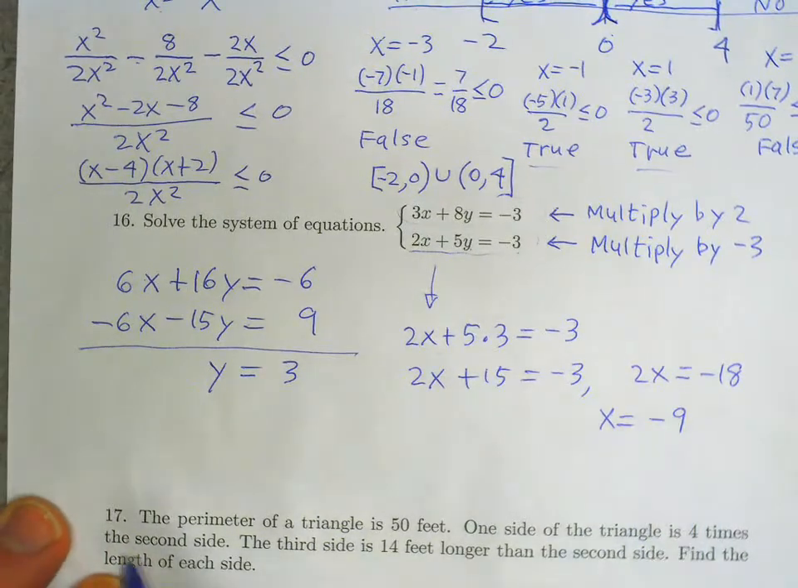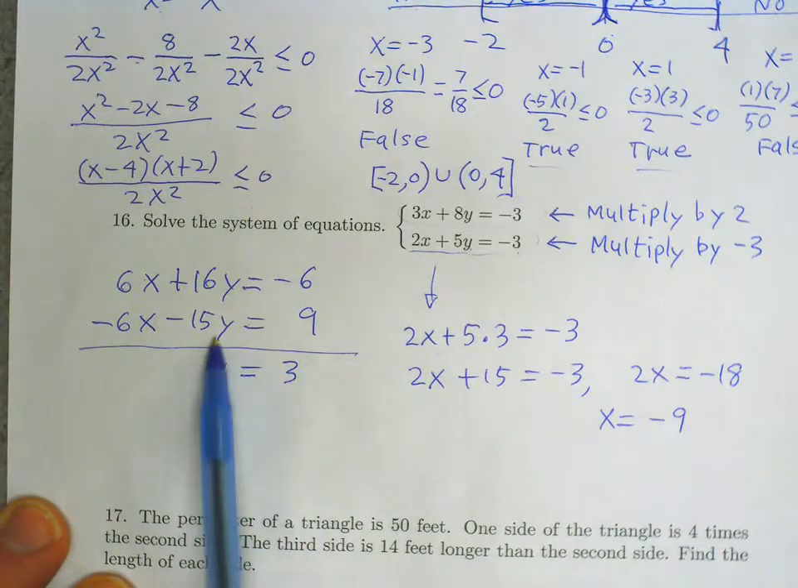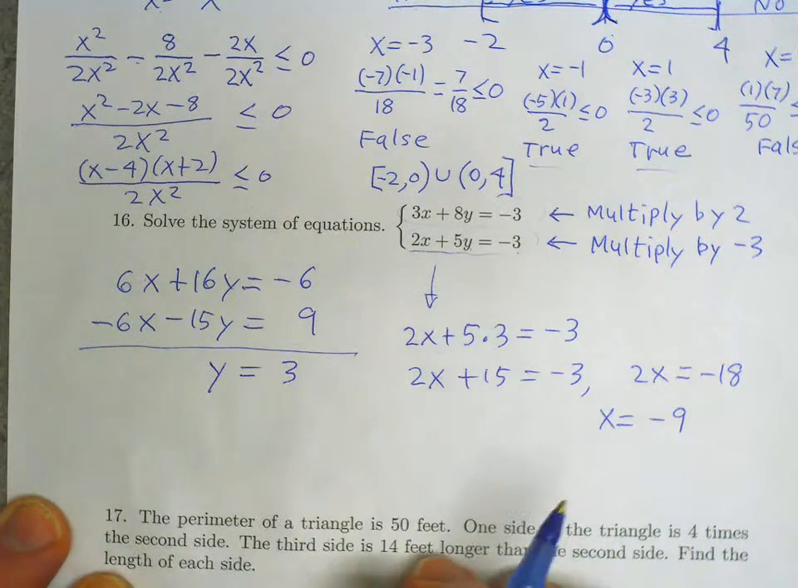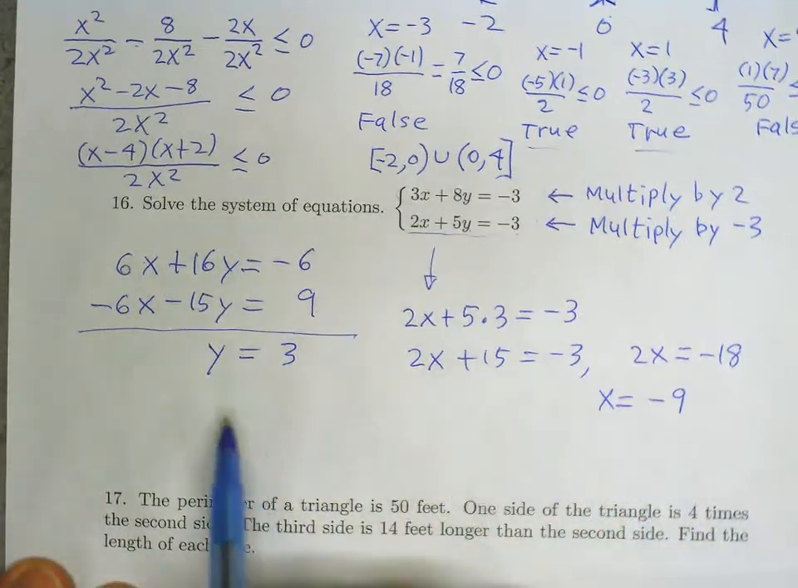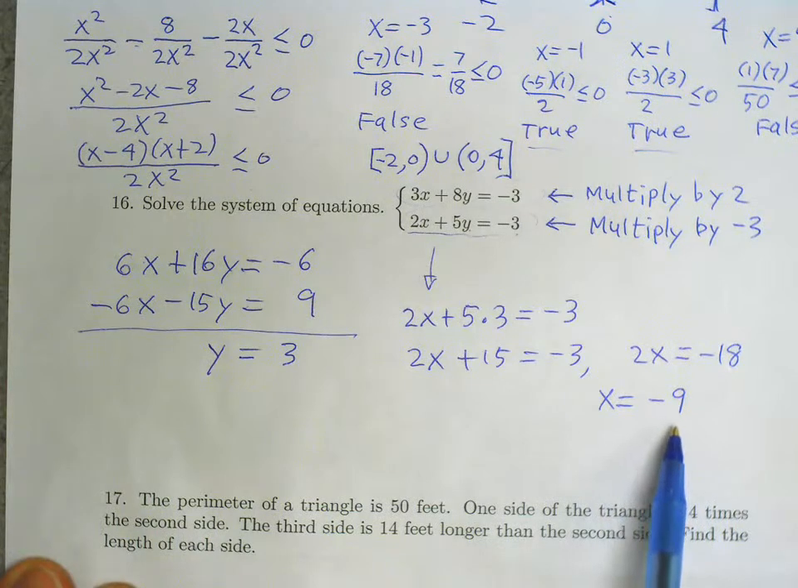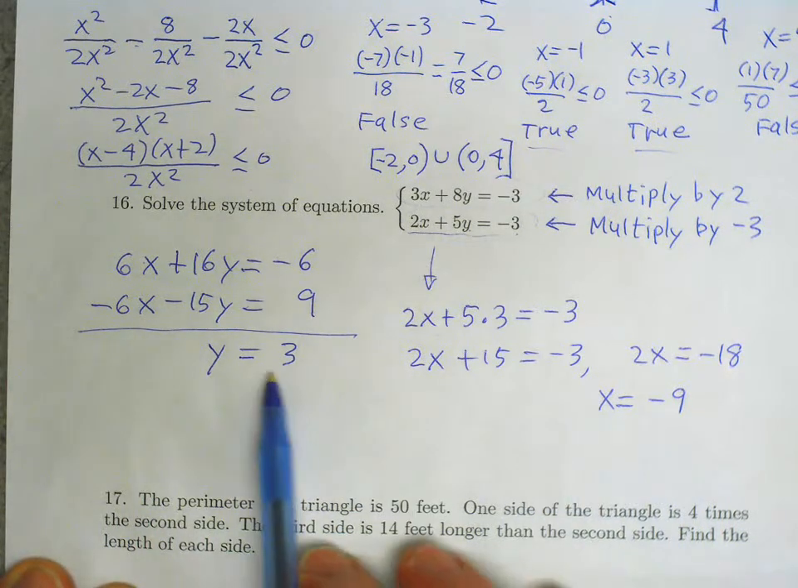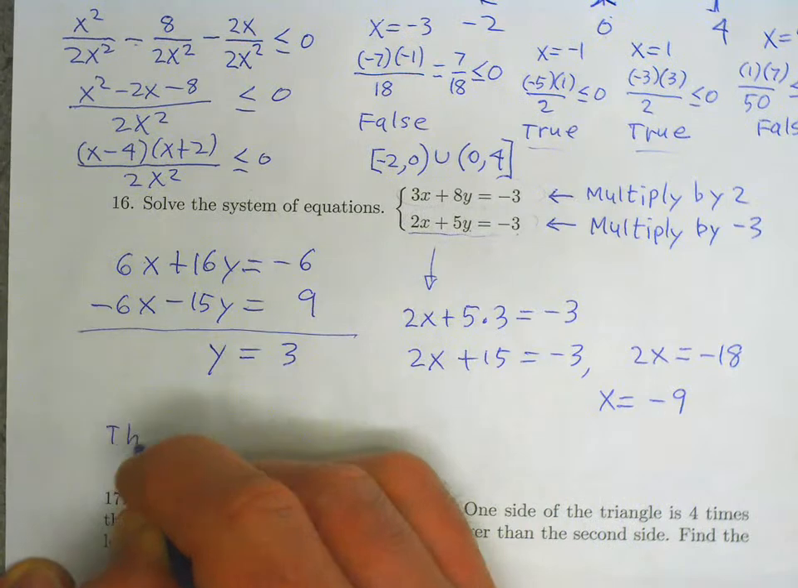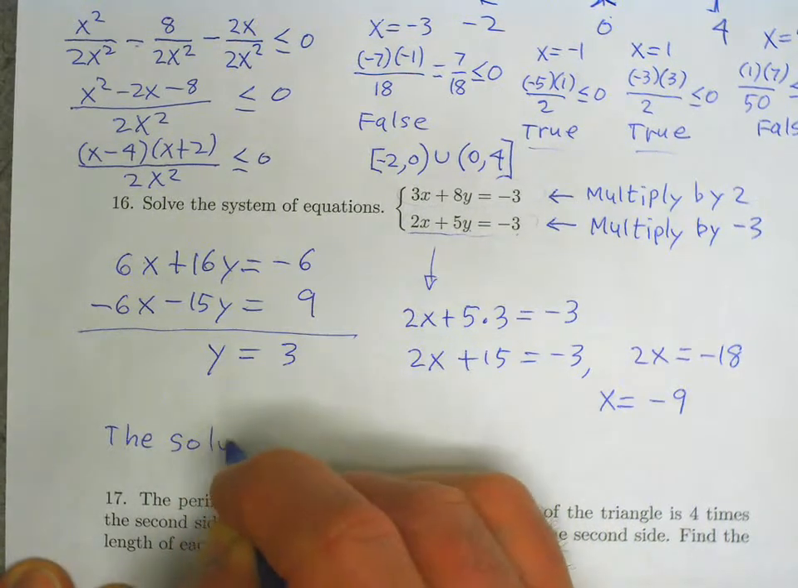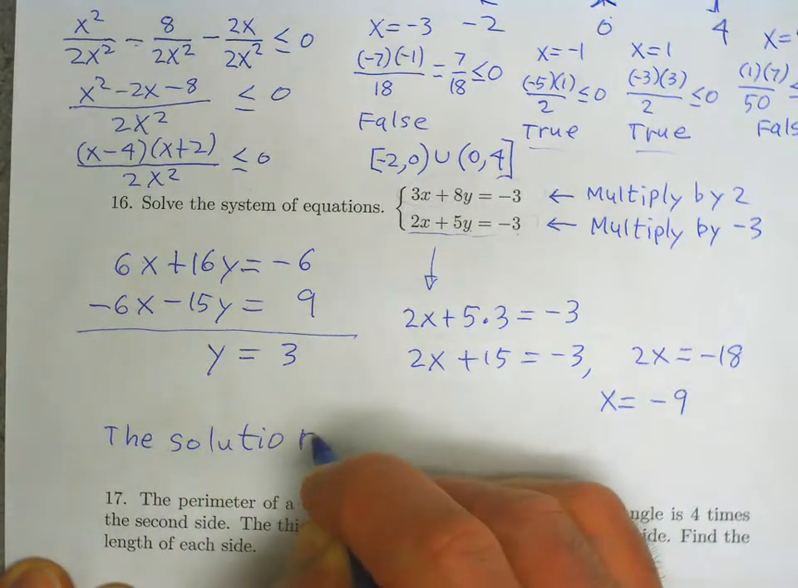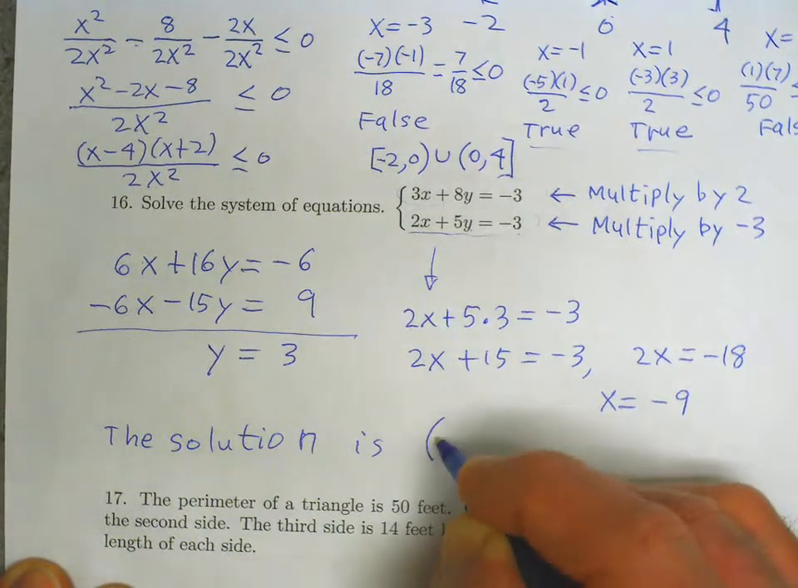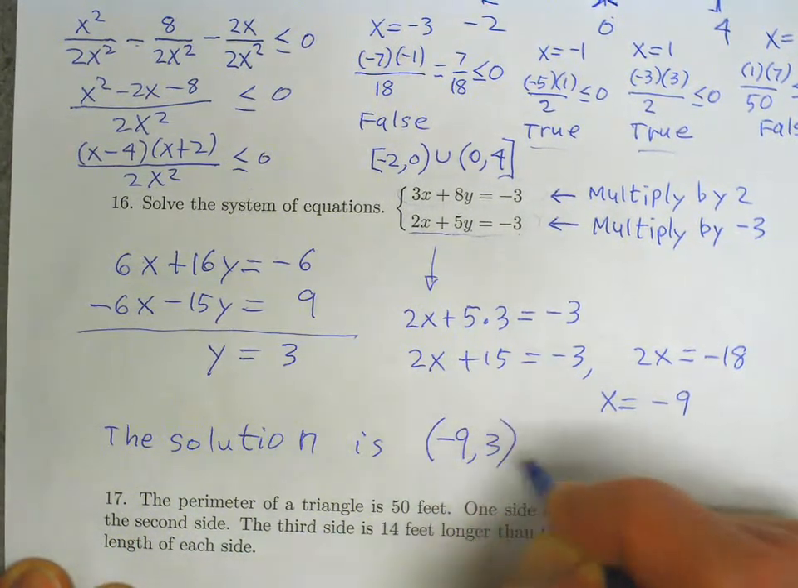You should be prepared to enter the solution as an ordered pair because the solution is an ordered pair. It has an x coordinate and a y coordinate. So I'll write that the solution is the ordered pair negative 9, 3.